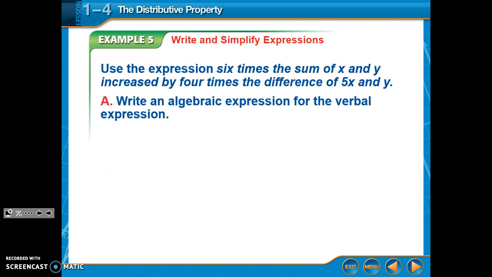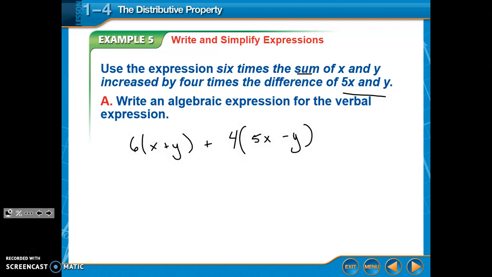Okay, example 5. Use the expression 6 times the sum of x and y increased by 4 times the difference of 5x and y. So we want to write this using what we were doing. So 6 times the sum of x and y. When they say the sum of x and y, it groups them together, and then it's 6 times that whole thing. Increased by 4 times the difference of 5x and y. So the difference, again, is grouping this part here and then multiplying by 4. So it's going to be 5x minus y.